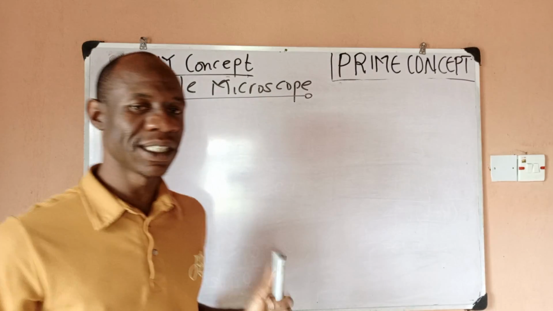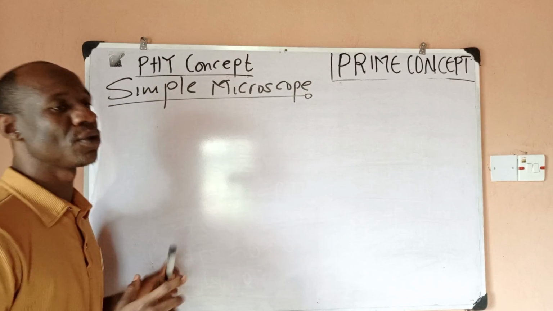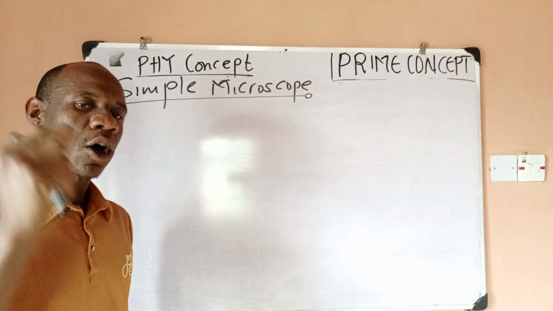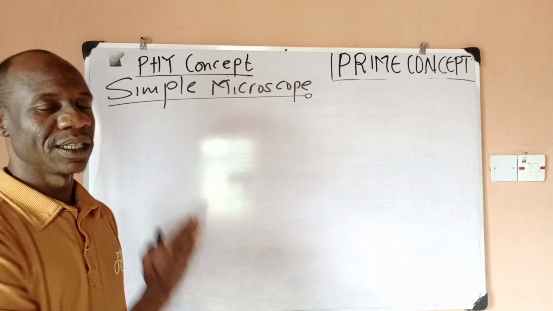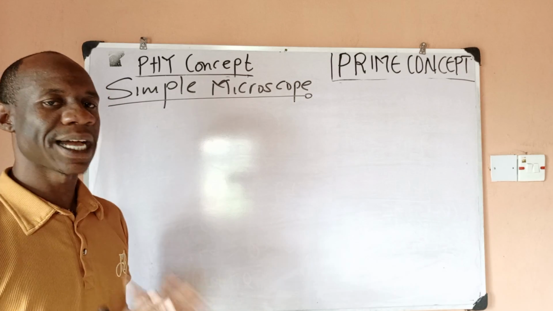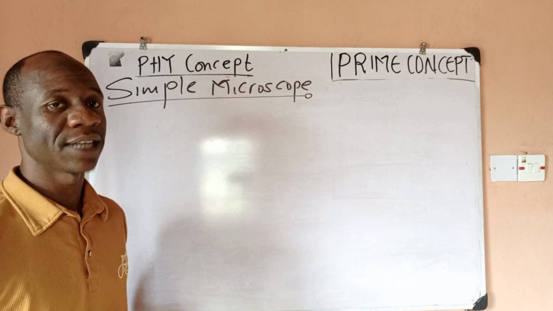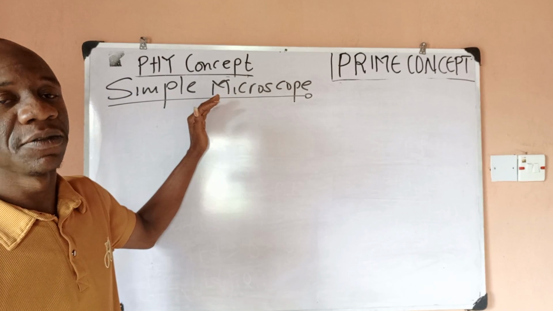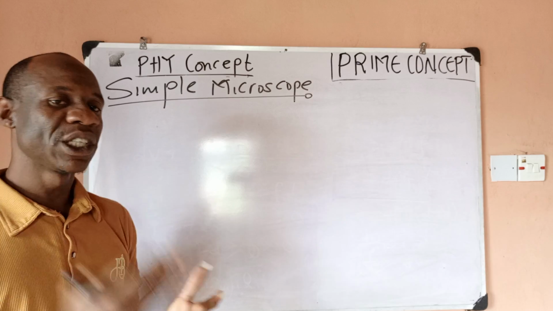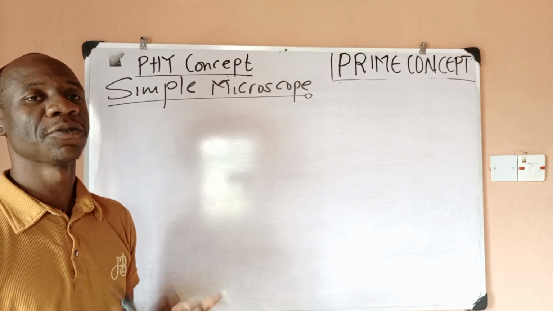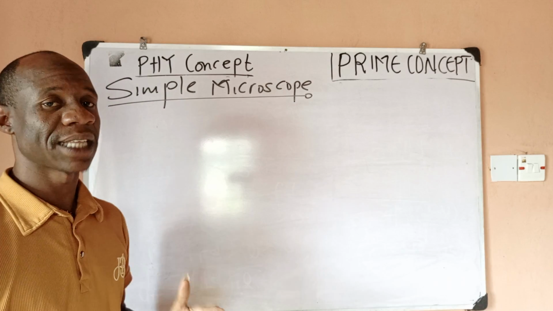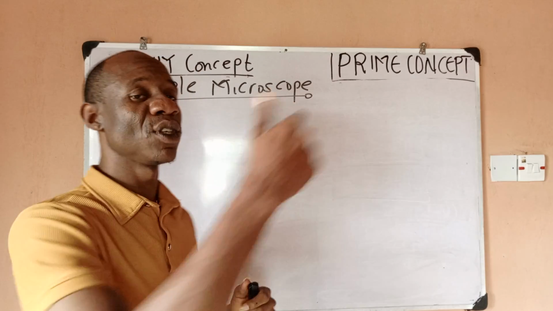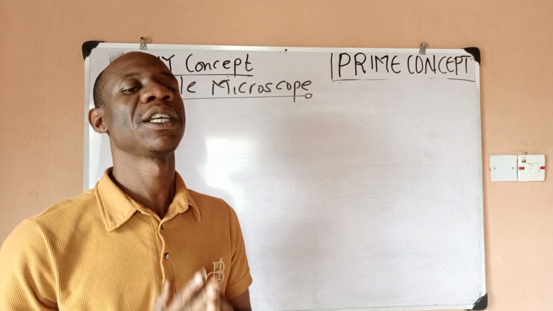So what is a simple microscope? A simple microscope is a convex lens for which the object is placed between the focal point and the optical center. So that is the definition. I believe it's clear to you. A simple microscope is an optical device or instrument for which the object is located between the focal point and the optical center of the lens. That's a simple microscope.